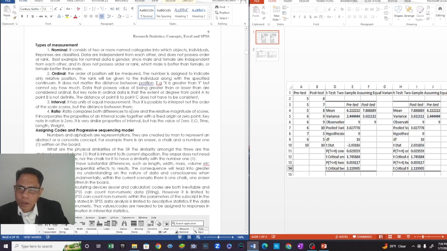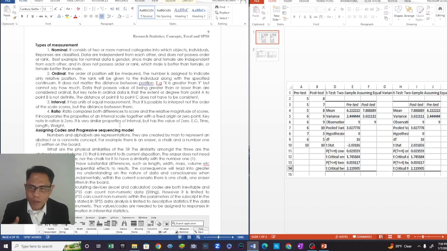Ratio compares both differences in scores and the relative magnitude of scores. It incorporates the properties of individuals scaled together to a fixed 0 point. The key note in ratio is 0. It is very similar to interval, but has the value of 0. Time, length, weight. So in interval, A and B has this distance, and B and C has to have the same distance.